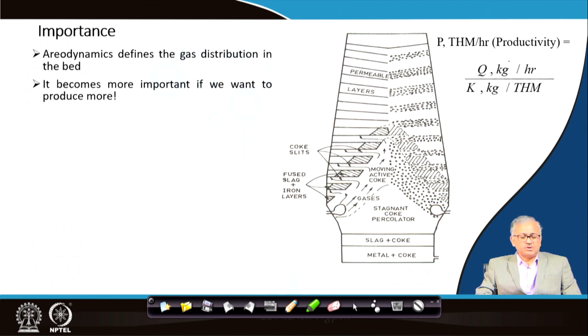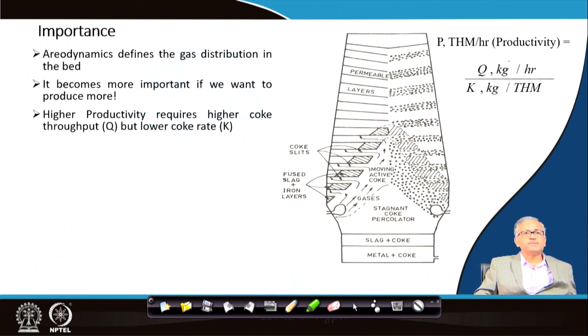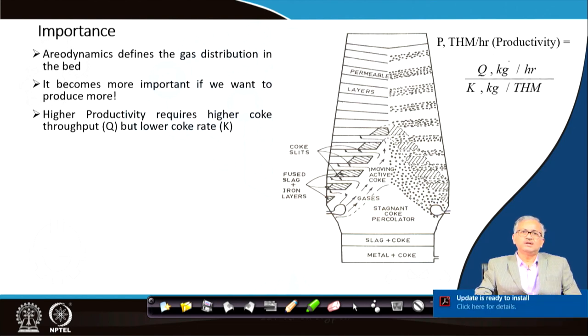Anyway, so now see, higher productivity requires, obviously, if I want very high productivity, I have to have a very high Q value. Q means I have to burn more coke per unit time, because if I burn more coke per unit time, then I can melt more iron per unit time. So, Q has to be high, and your denominator, that is the coke rate, has to be low. That is, to produce 1 ton of hot metal, I must require a minimum amount of coke. Then only I can increase the productivity, right.